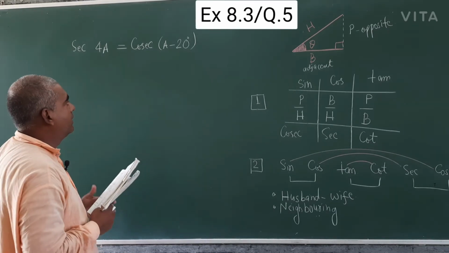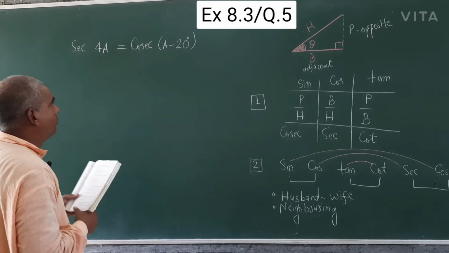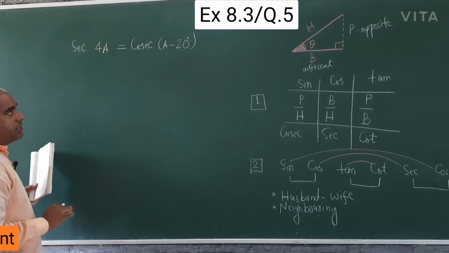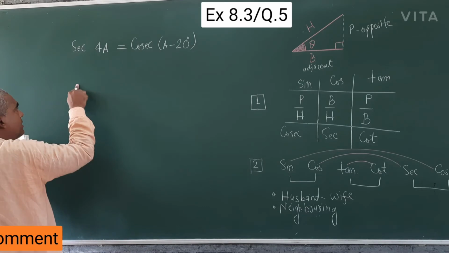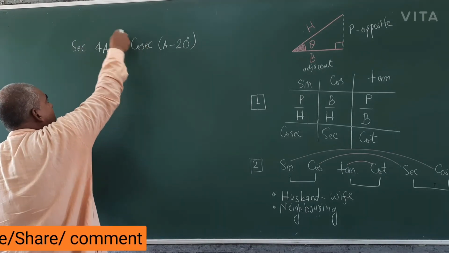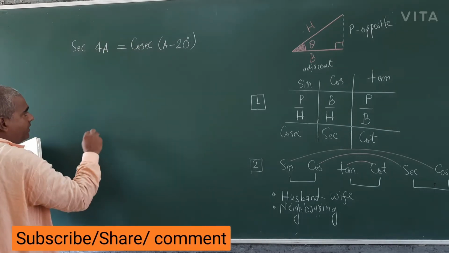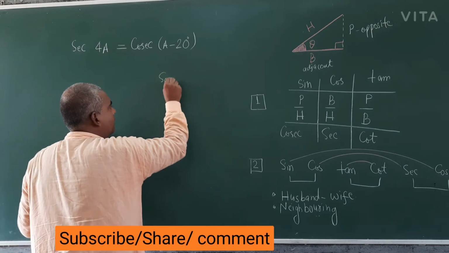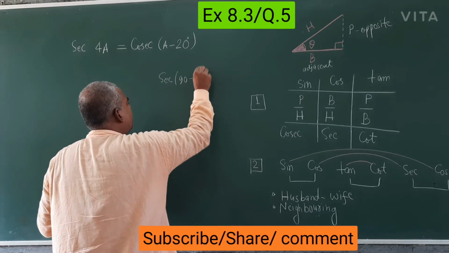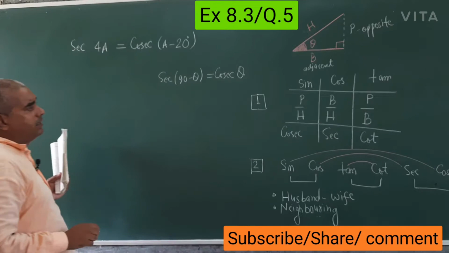The question is just like the earlier question. But what will you change? Out of these two, you can change any one. Suppose I change this one. I have to write sec a in terms of cosec a, using the neighboring relation. So what will you do? You will use this neighboring formula with 90 minus theta: sec (90 minus theta) is equal to cosec theta, like this.